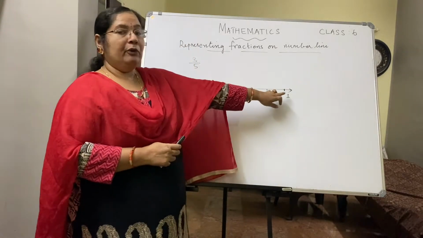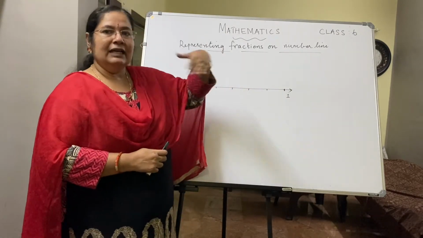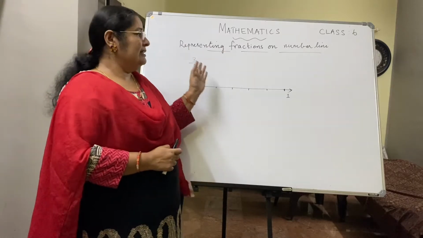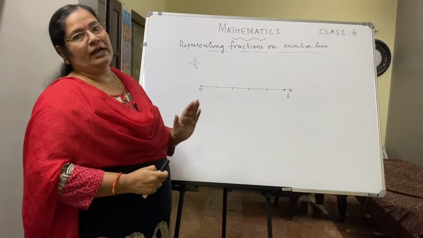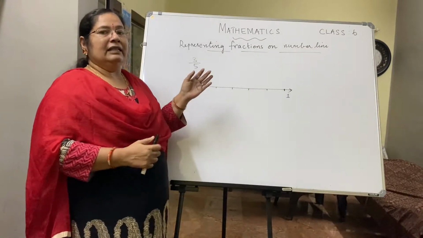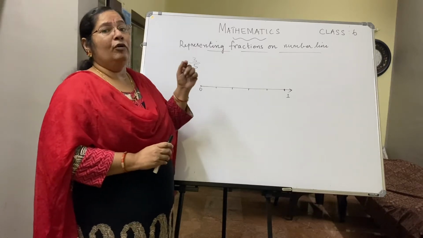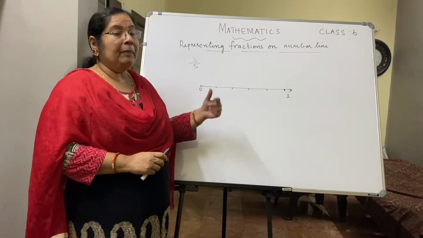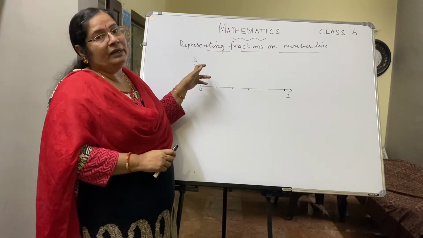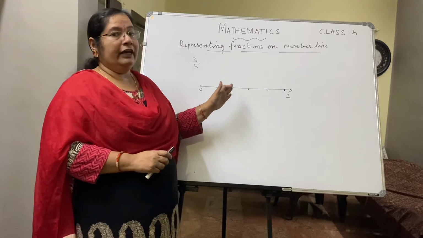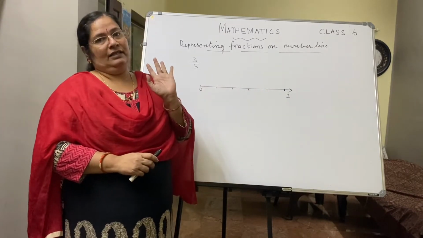Why have I shown an arrowhead here? Because the number line extends. You are having 2, 3, 4, etc. beyond also. But since it is a proper fraction, our value lies between 0 and 1. So what I have done here, the portion between 0 and 1, I have divided into how many equal parts? Depending upon what the denominator is. Since here the denominator is 5, dividing it into 5 equal parts, the fifth part being 1.